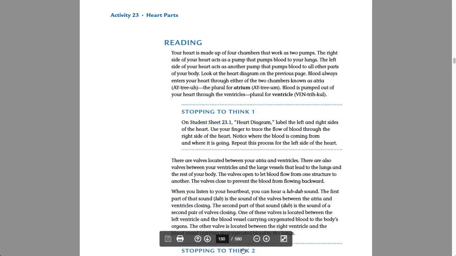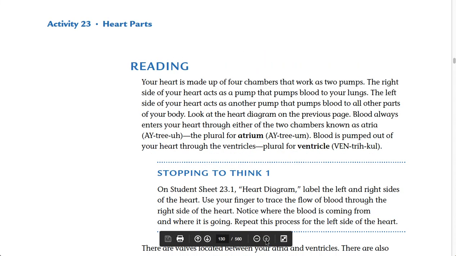All right, reading. Your heart is made of 4 chambers that work as 2 pumps. The right side of your heart acts as a pump that pumps blood to your lungs. The left side of your heart acts as another pump that pumps blood to all other parts of your body. Look at the diagram on the previous page. Blood always enters your heart through either of these 2 chambers known as atria, the plural for atrium. Blood is pumped out of your heart through the ventricles, plural for ventricle.